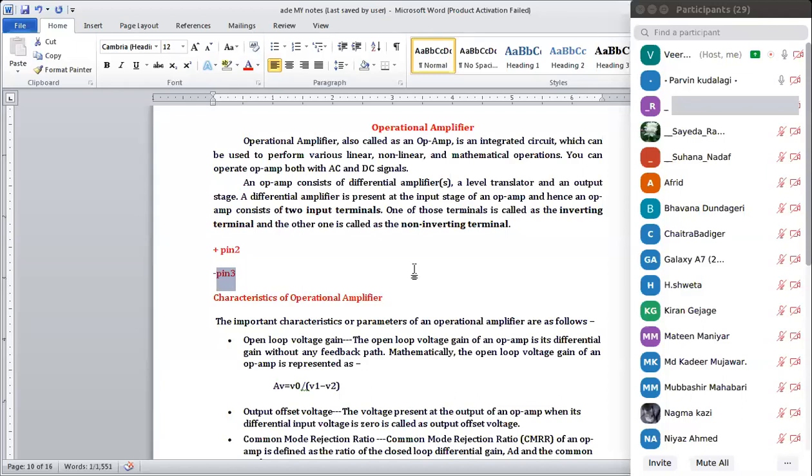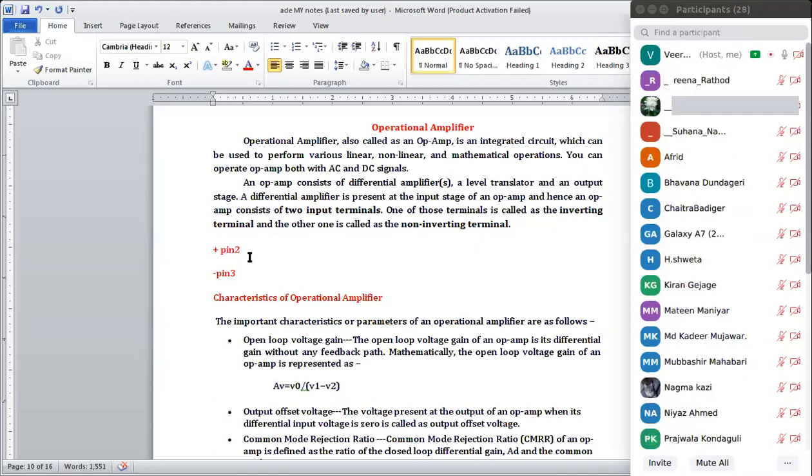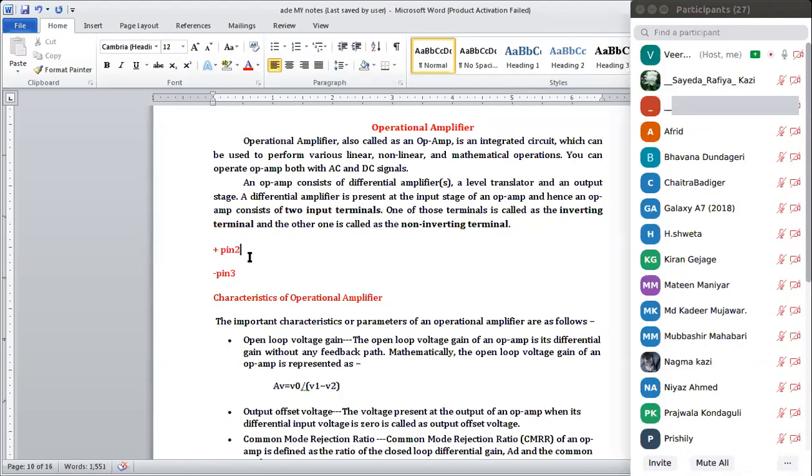And the non-inverting terminal, what is that? Whatever input is coming to this pin, it passes it on to the next stage as the same. So we have two terminals: one is the inverting terminal and the other is the non-inverting terminal.